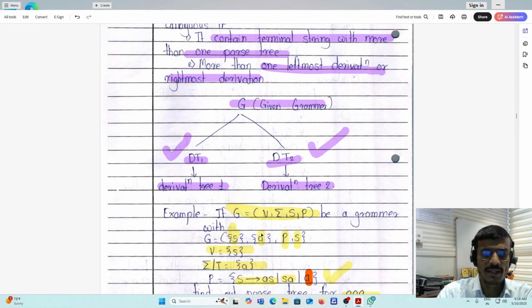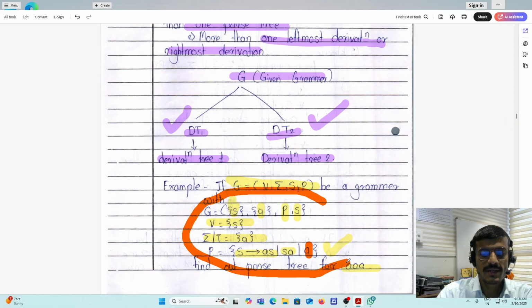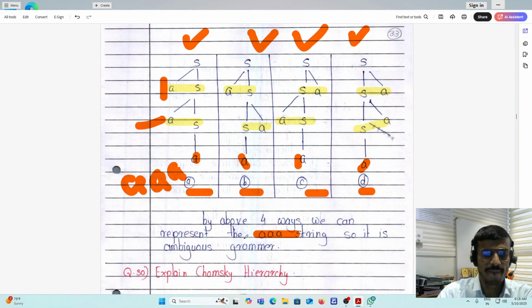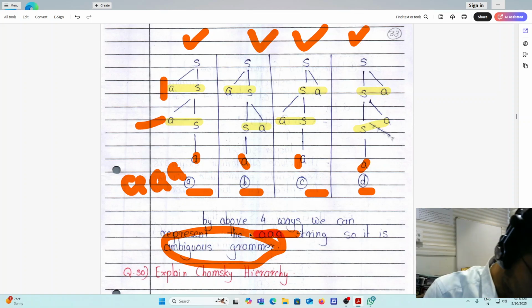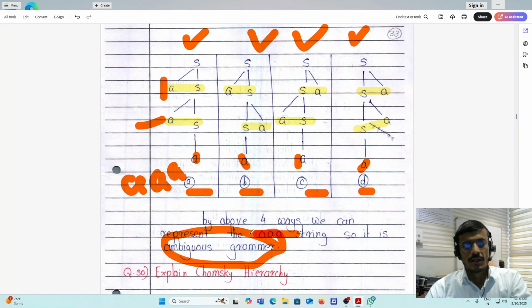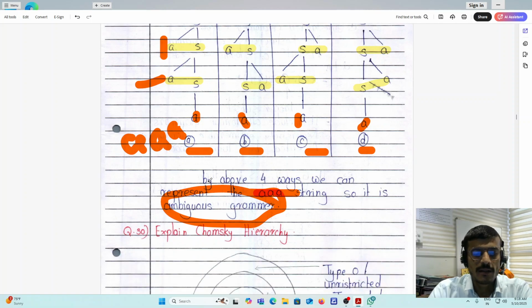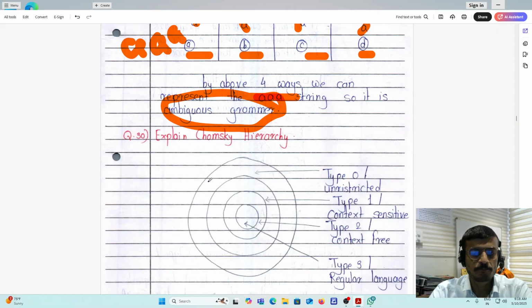So the given grammar is said to be an ambiguous grammar. This grammar is said to be the ambiguous grammar. Keep in mind what is meant by ambiguous grammar. Fine. Now moving towards the next part, what is meant by Chomsky hierarchy.